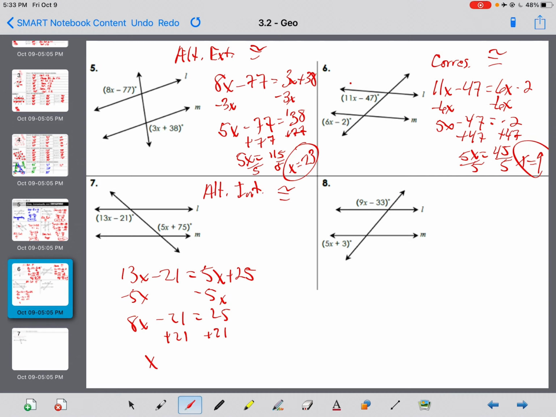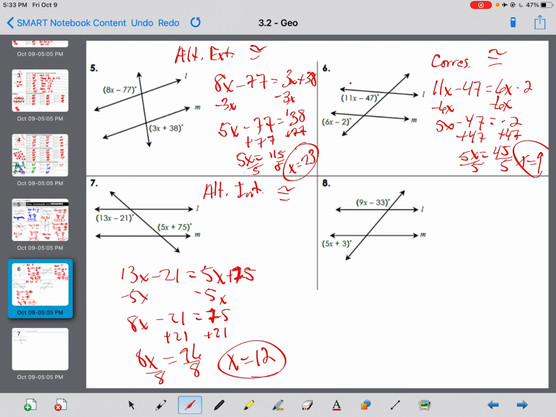Is that what we're going to get? Is that 25? Oh, that's a 75. I was looking at that and I was like, that is not going to math well. 8 doesn't go into 46, but it's a 75. Which is going to make that 8x equals 96. And then we're going to divide by 8. And x equals 12. There we go. Now we're working.